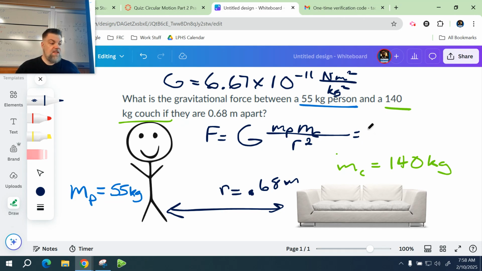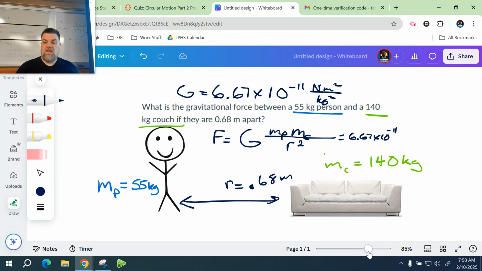So when we plug that in, I'm going to get 6.67 times 10 to the negative 11 times 55 times 140. The mass of the person is 55 kilograms, the mass of the couch is 140, divided by 0.68 squared.